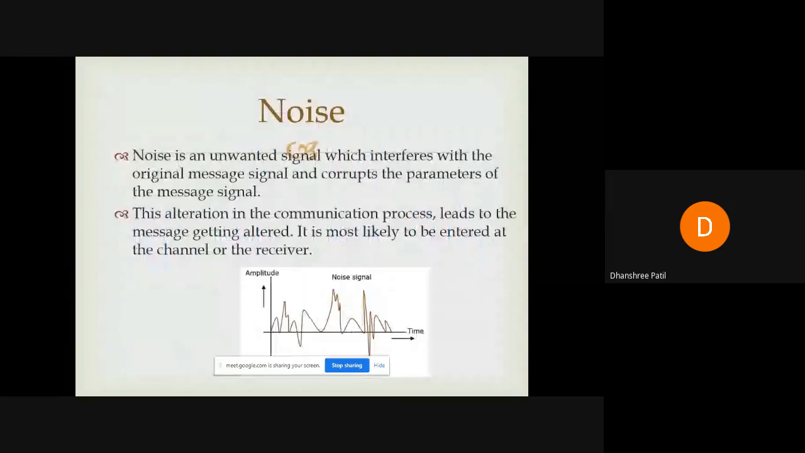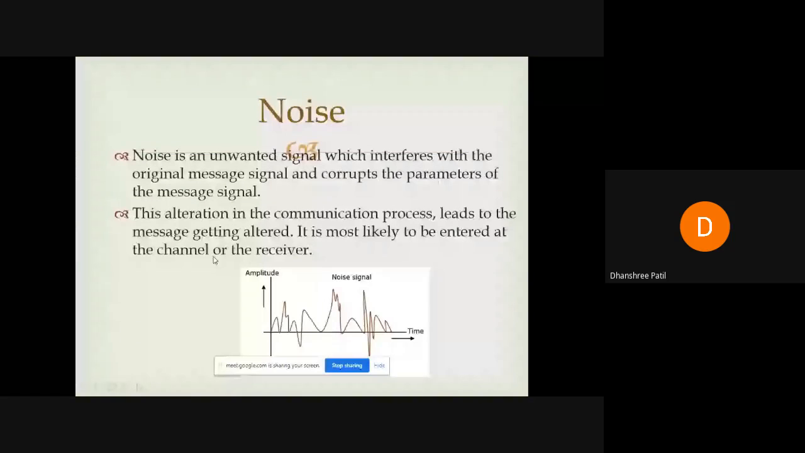And the third one, noise. So noise is nothing but an unwanted signal which interferes with the original message signal and corrupts the parameters of the message signal. What is meant by noise? It is an unwanted signal. Means whatever original signal we have, some extra data or extra effects get added into the original signal, and due to this our original message is getting corrupted, and that is called noise. So noise is an unwanted signal which interferes with the original message. That is nothing but the noise.